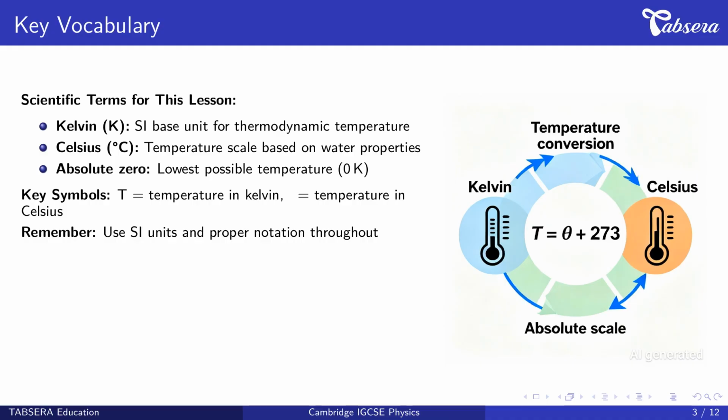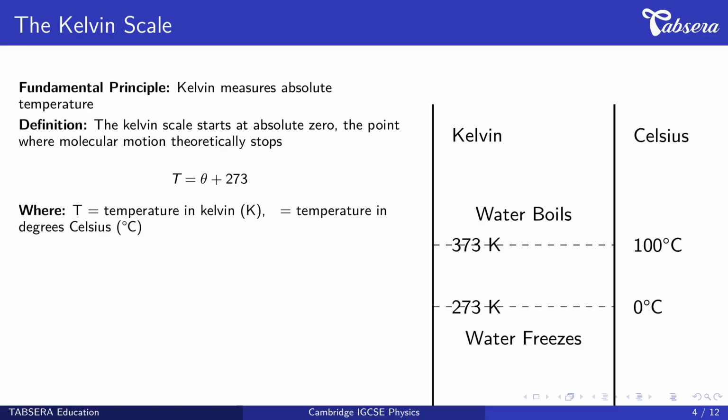Key symbols include T for temperature in Kelvin and theta for temperature in Celsius. Remember to use SI units consistently and follow proper scientific notation throughout your calculations. Let's explore our first core concept, the Kelvin scale. The fundamental principle states that Kelvin measures absolute temperature, starting from the lowest possible temperature in the universe. This means the Kelvin scale has a true 0 point, unlike Celsius, which uses arbitrary reference points.